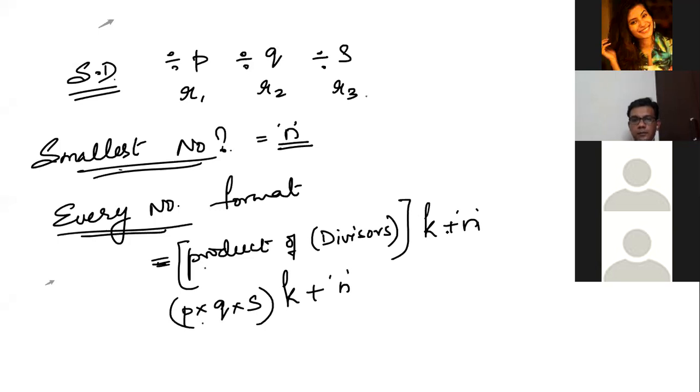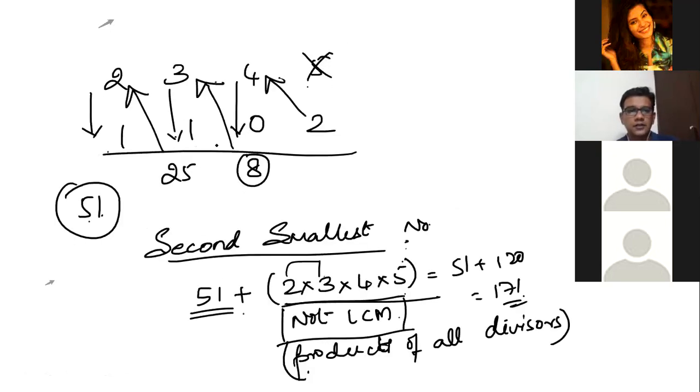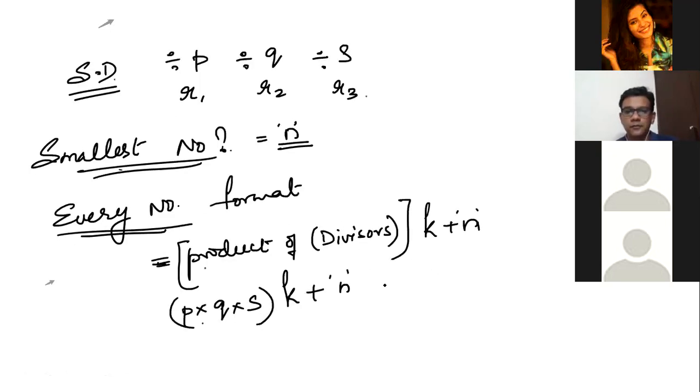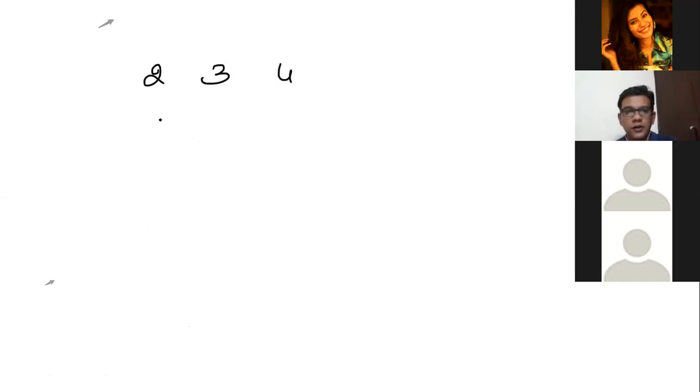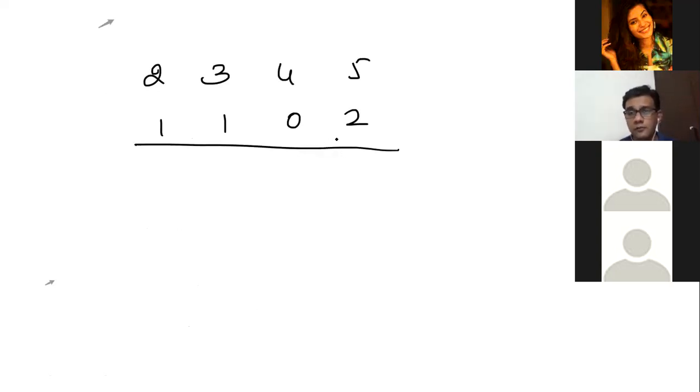I repeat it with an example. I hope you guys have written this down. Just take a couple of seconds, or a minute maximum, to write this down. Then I'm going to take this example: 2, 3, 4, 5, with remainders 1, 1, 0, 2. First, I have to find the smallest number. 2 4s are 8, 8 plus 0, 8. 8 3s are 24, 24 plus 1, 25. 25 2s are 50, 50 plus 1, 51, the smallest number.